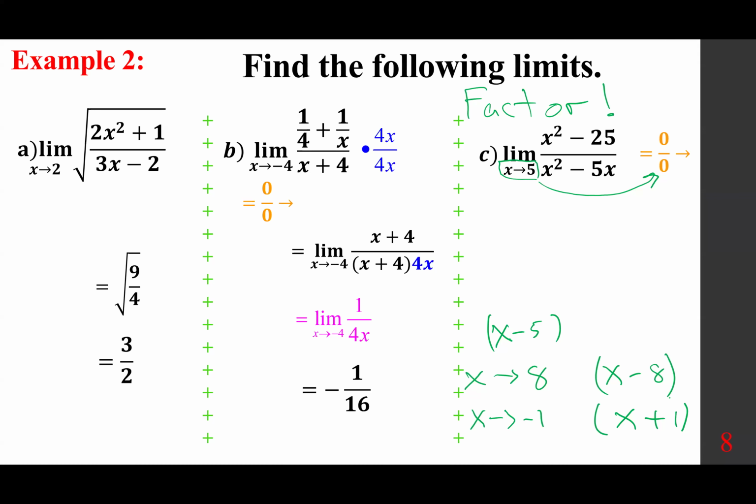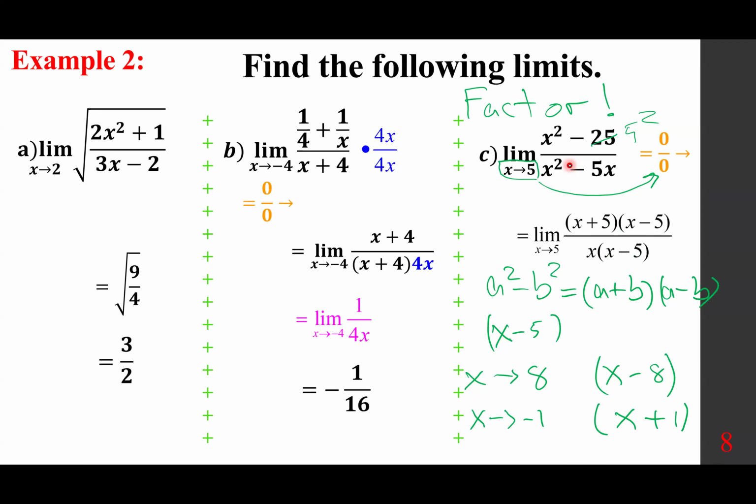In case you have a difficult time with factoring, needless to say, 25 is 5 squared, and it uses a squared minus b squared equals a plus b times a minus b. So let's factor this. The numerator is x plus 5 times x minus 5. The denominator is x times x minus 5.